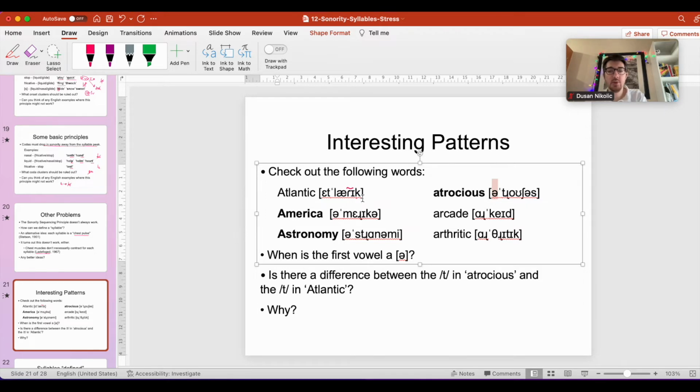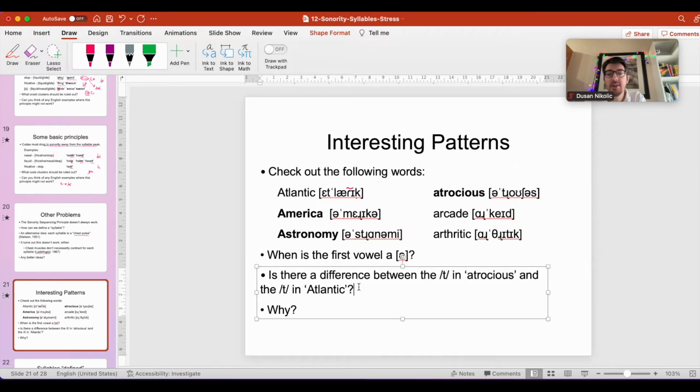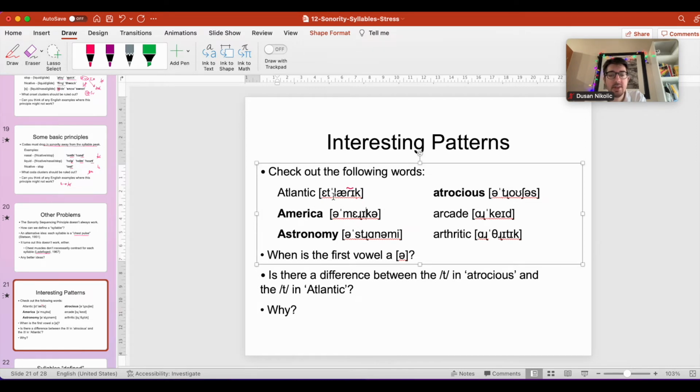And you may have noticed when you're producing Atlantic and atrocious that the T's are not the same. Why is that the case? Well, simply because these are different syllables. This is one syllable, this is another syllable, right? And these R's in arcade, arthritic, are followed by codas, right? They're followed by codas here as well.